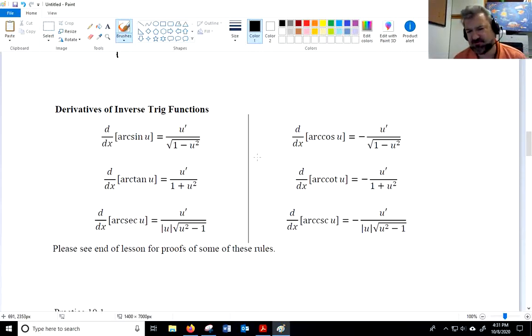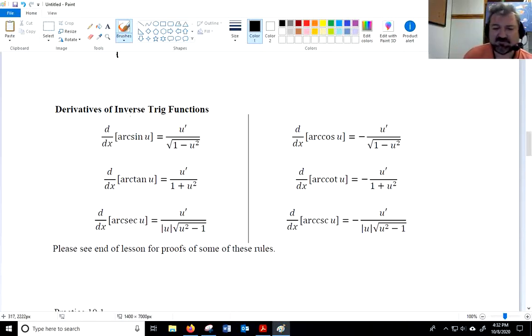Arccosine and arccotangent and arccosecant are exactly the same formulas. They just have a negative. Remember, when you're taking a derivative of a co, you have a negative in your answer. So I'm going to argue, if you remember that rule about the negative with the co, I'm really only giving you 3 new formulas today. And they're your last 3 trig formulas of the unit. I think we have a couple more next unit, but they're not too bad.